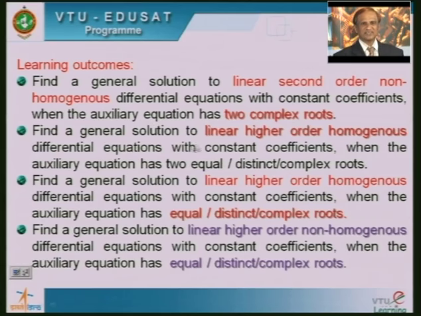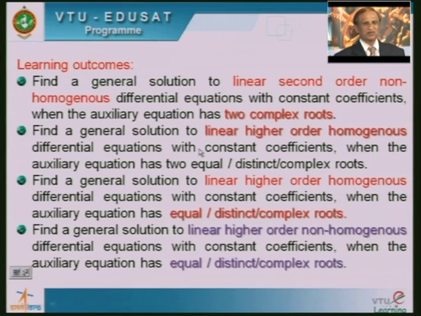So, find a general solution to a linear higher order homogeneous equation. So far I said second order, right. So, the given equation may be a higher order homogeneous differential equation, right. In that case, how do we write down the general solution? Again, that depends upon whether we will get two equal roots, or different roots, or complex roots. According to that, we are able to write down the solution.